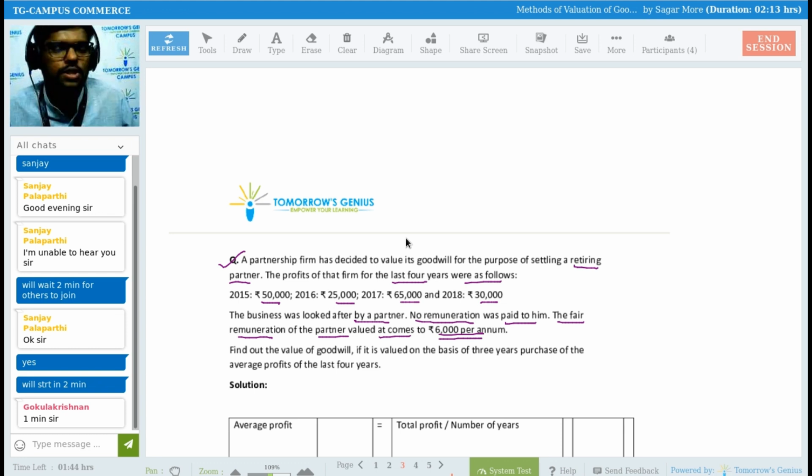See, 6,000 is a common amount for a year. 6,000 is per year, and every year we have to pay 6,000, right? Whether we paid in future? No, sir, we haven't paid so far, right? We have to pay, so it is nothing but future expenses. So 6,000 is a permanent amount that I am supposed to pay in future. So I can average 50, 25, 65, 30 first of all, right?